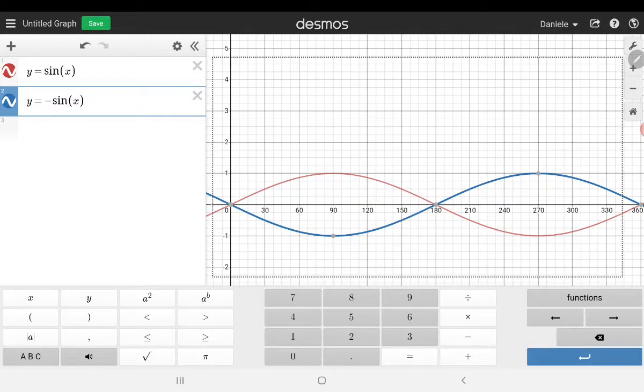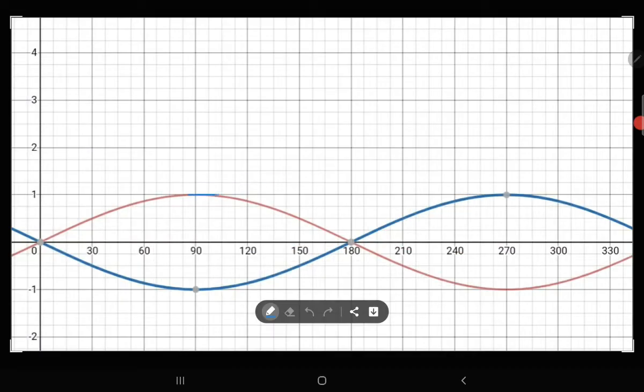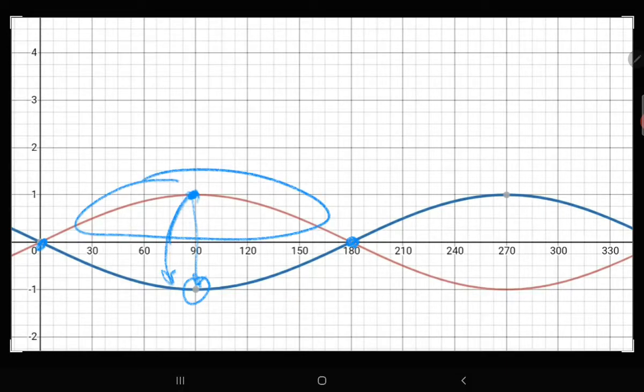Okay, let's just write on this quick here. So what has happened? It seems as though our max of 1 has now flipped down to negative 1. Our intercepts are the same, so we still have the exact same intercepts. The only thing is something has occurred where our positive values have now flipped to negative. So this whole section has flipped to the negative side, while this whole section has flipped to the positive side.